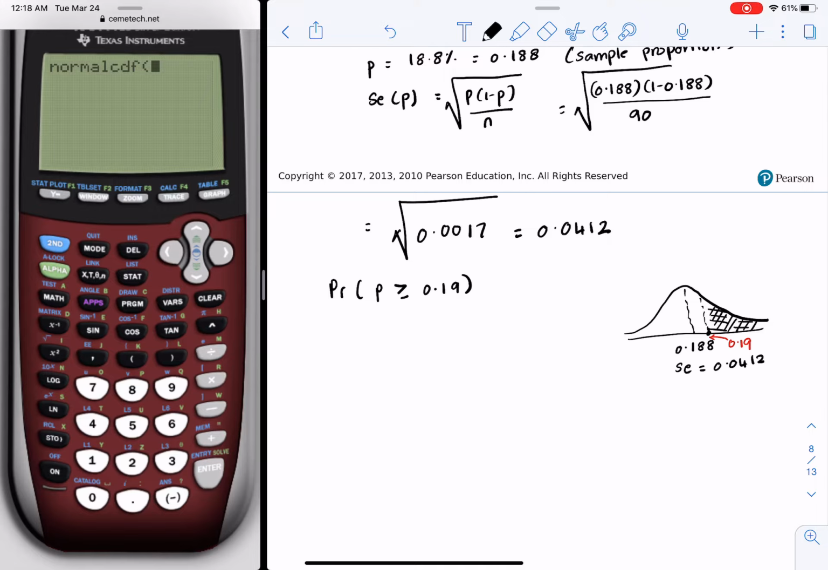So we start at 0.19 using normal CDF. We end at E99. The mean is 0.188 and the standard deviation is 0.0412. And that standard deviation is simply the standard error. So the probability is 0.4806. So we could move on to part B.